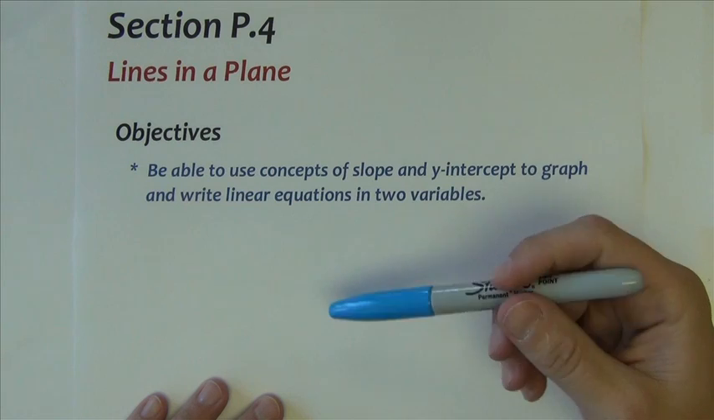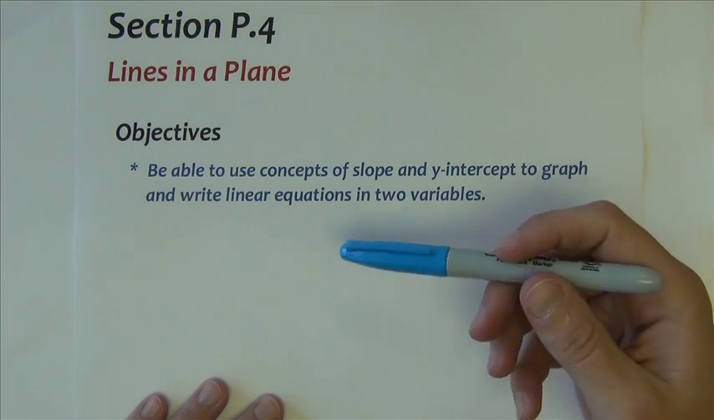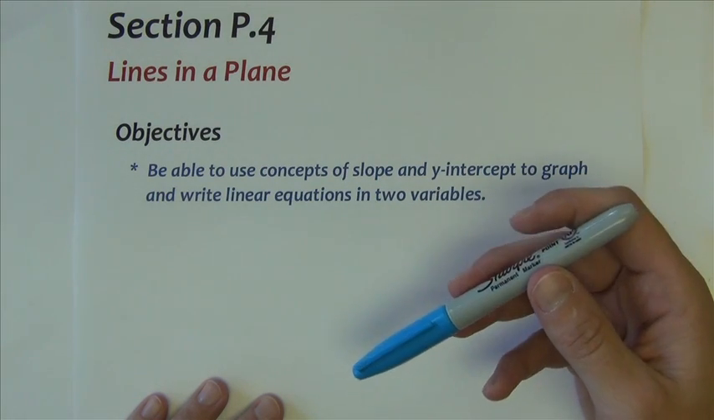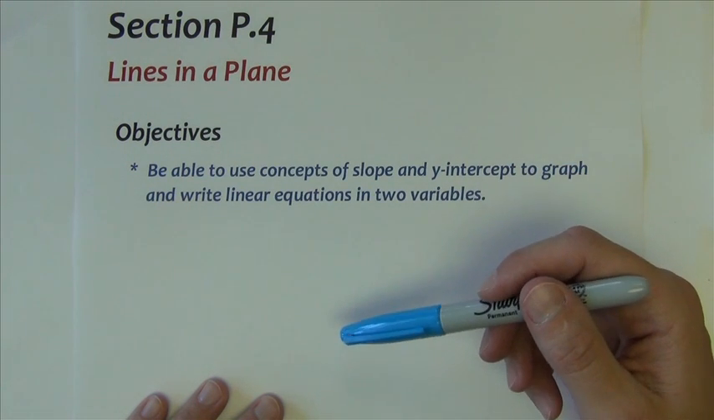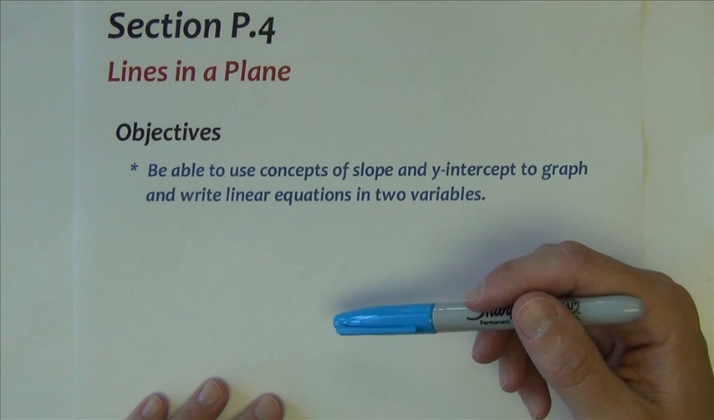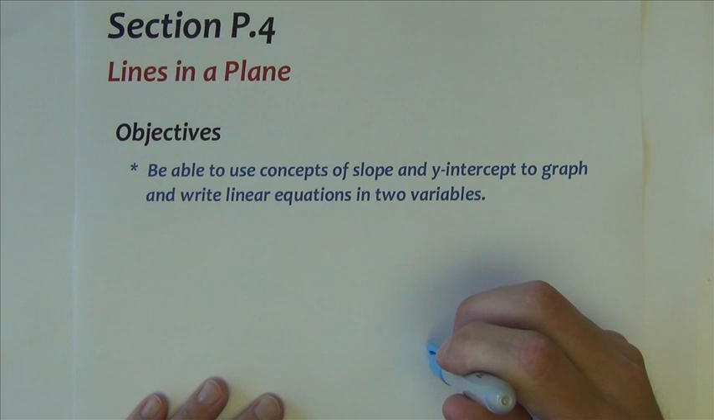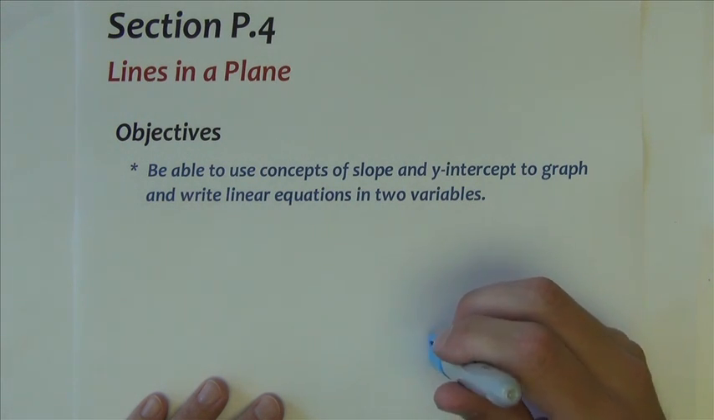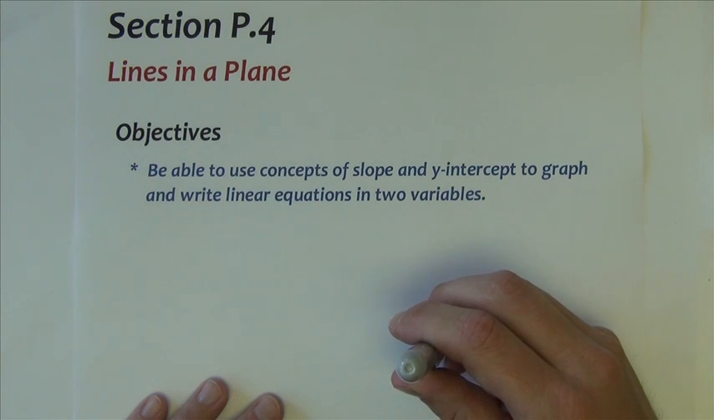In section P.4 titled Lines in a Plane, we're going to go over a variety of things. First we'll talk about slope between 2 points. We'll talk about what the forms or equations of lines are. We'll go over a variety of different examples, how we write equations of lines, and we'll talk a little bit about parallel and perpendicular lines. What we probably will not spend time on in this video is how to actually graph lines, how you sketch graphs of lines. That will probably be saved for either in class or another video later on.